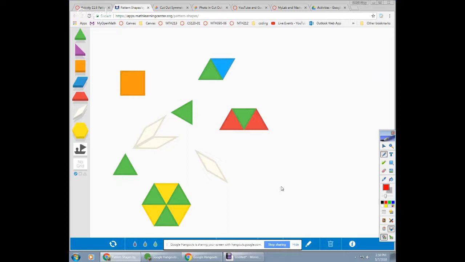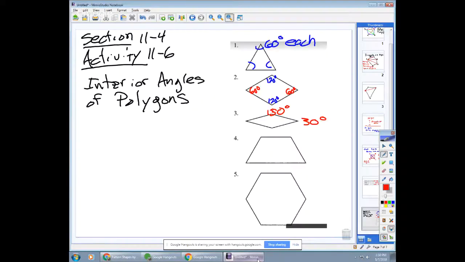So if you get this page done, take a look at the next page. Would this be a rhombus too? That is also a rhombus, yeah. A rhombus has 4 equal sides. So the blue thing is a rhombus and the clear thing is a rhombus.